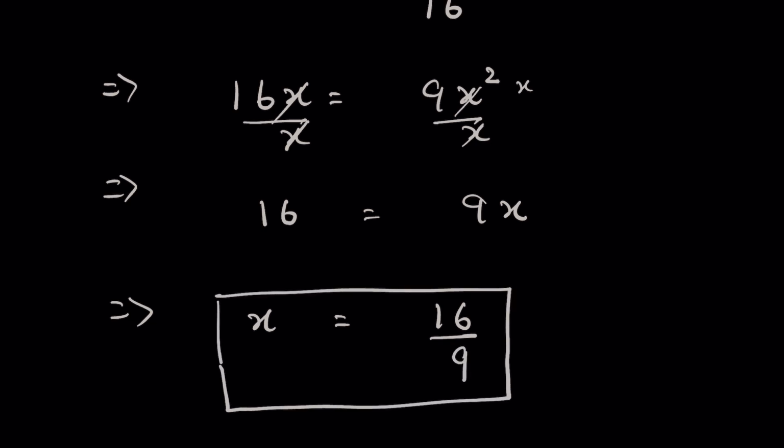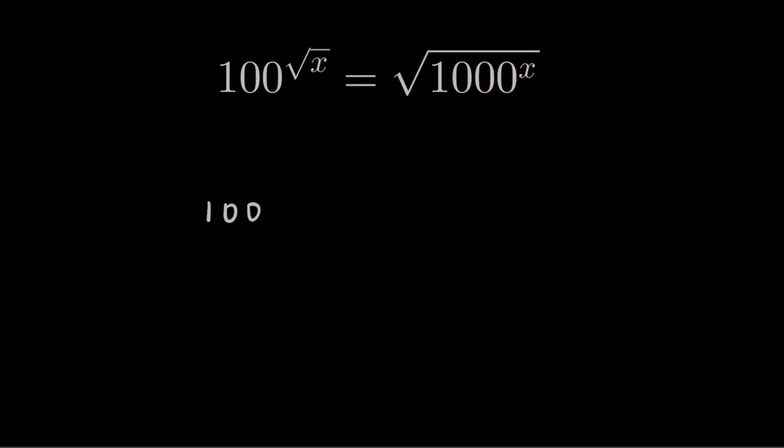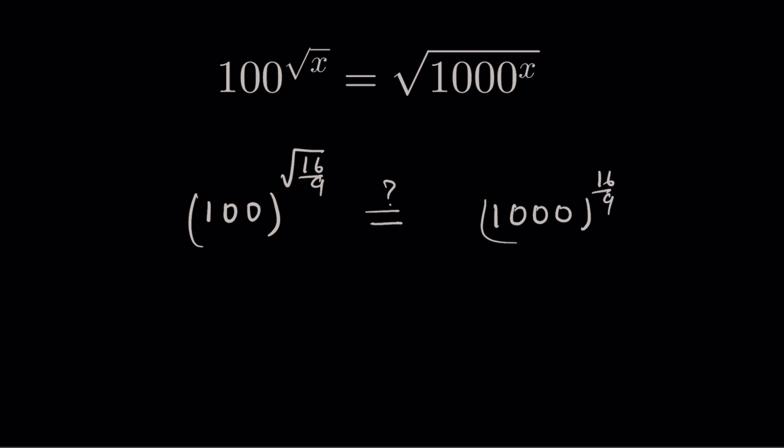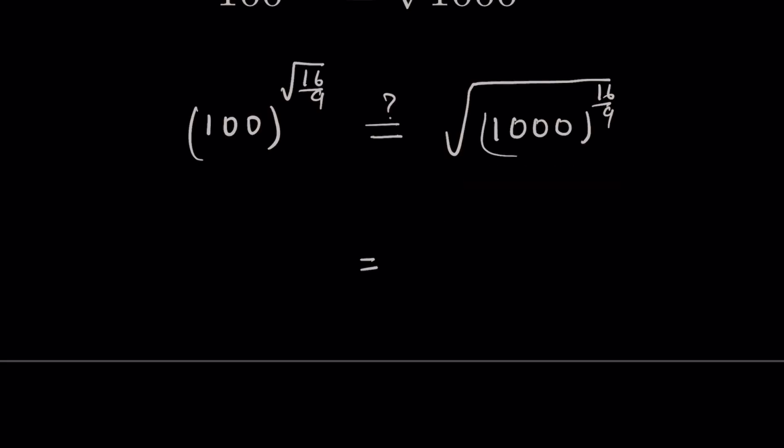We can verify this answer. 100 raised to the power of square root of x, which is 16 upon 9 under square root. Check whether it is equal to 1000 raised to the power of 16 upon 9 under square root. 100 we can write as 10 to the power 2 times square root of 16 upon square root of 9, means 4 upon 3.